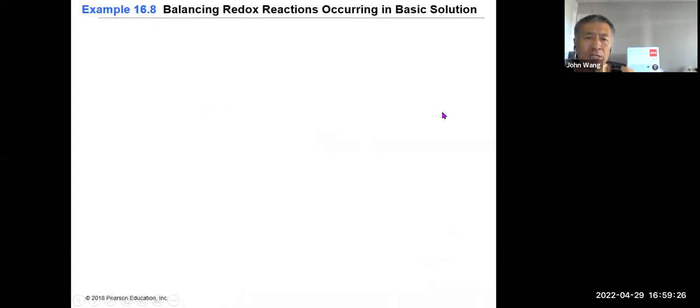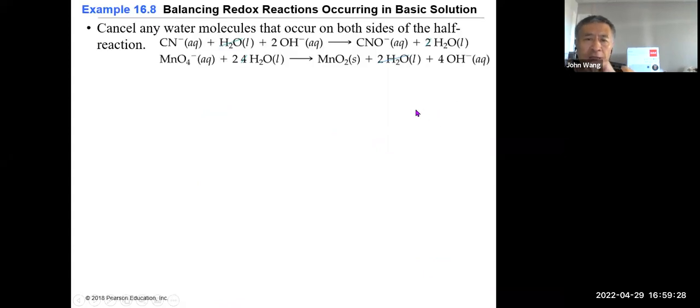So now we summarize what we get so far. We still have not checked the charge yet, but because we produce water by putting H plus and OH minus together, we can cancel out some of the water. For the first reaction, there's 2 water on the right, 1 water on the left. So one of them cancels out. The left will have no more water. The right has only 1 water.